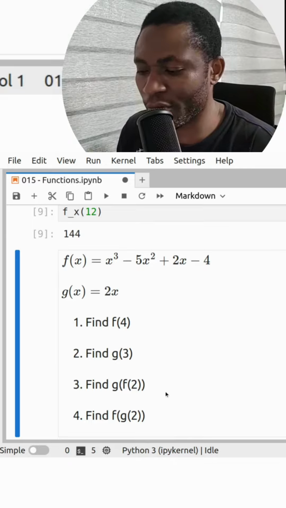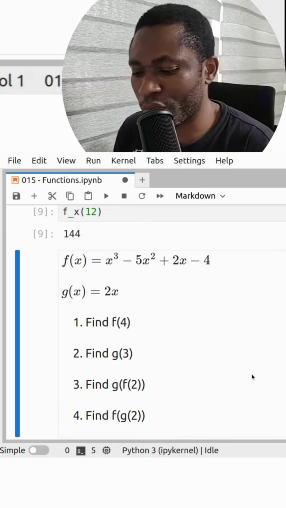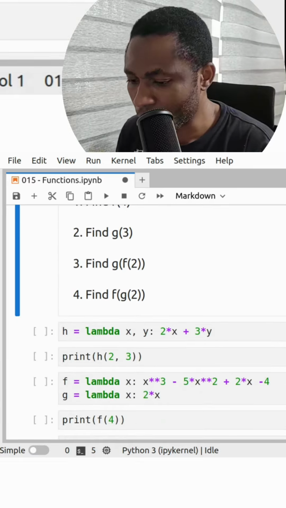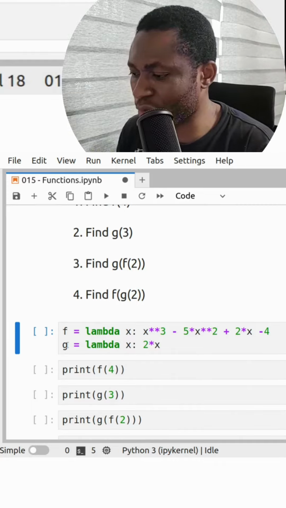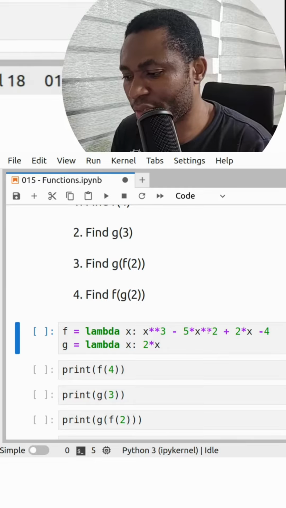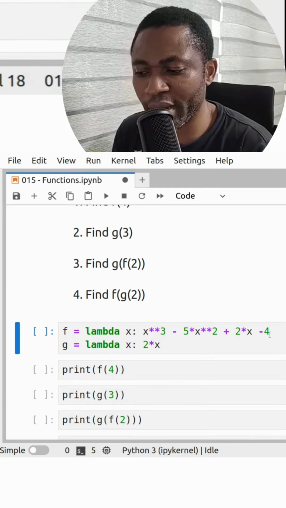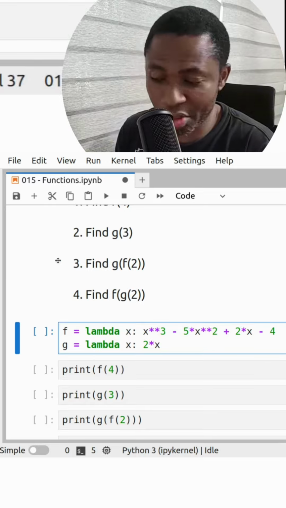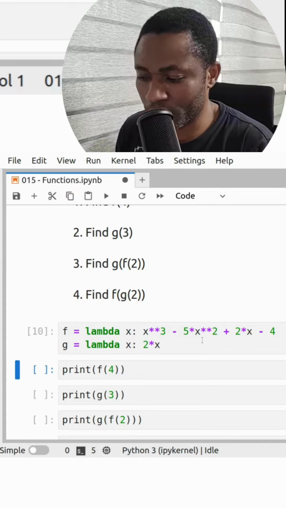Here we are looking at function of function, calling a function in another function, but we want to use lambda functions to demonstrate this. So to do that, we define the two functions. Lambda f equals lambda x: x cubed minus 5 times x squared plus 2x minus 4. Okay. Define g of x, which is 2 times x. And then we run this cell to have it in our namespace.